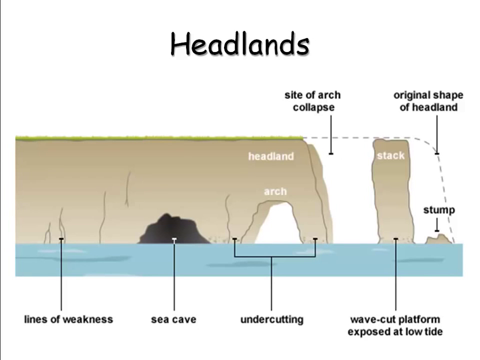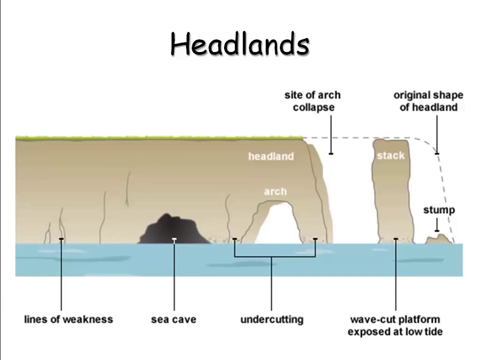What you can also get, which is not marked on this diagram, is that if water in the cave manages to find a line of weakness and erode upwards right the way through to the top of the headland, then you can get what's called a blowhole, where at high tide, particularly in stormy conditions, you can get rushes of air and sometimes bursts of spray firing up out of the top of the headland from the cave down below.